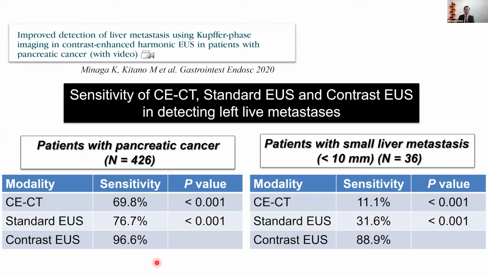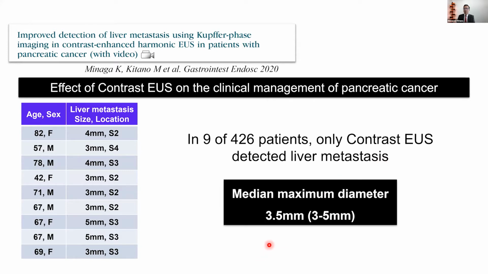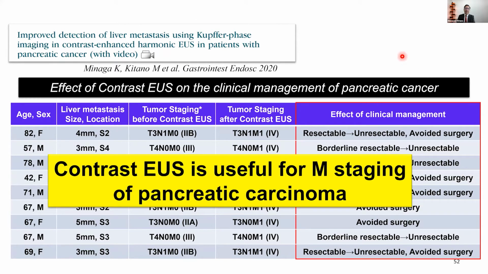Then we compared contrast CT, standard EUS, and contrast EUS for identifying liver metastasis. We found contrast EUS sensitivity is higher than the other imaging modalities, particularly for small liver metastasis of less than 10 millimeters. Among approximately 400 patients, in 9 patients only contrast EUS detected liver metastasis. The median maximum diameter was just 3.5 millimeters. In these 9 patients, the staging of the tumor was changed to stage 4, and the clinical management also changed. So contrast EUS may be useful for M staging of pancreatic cancer.